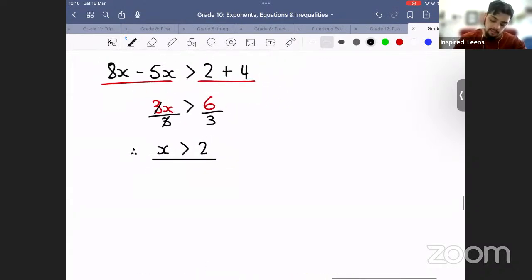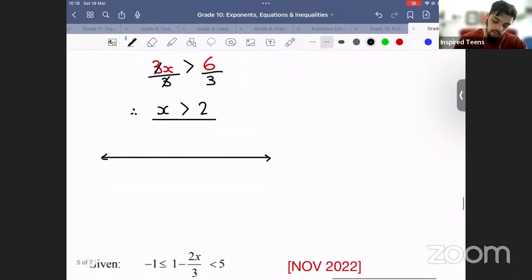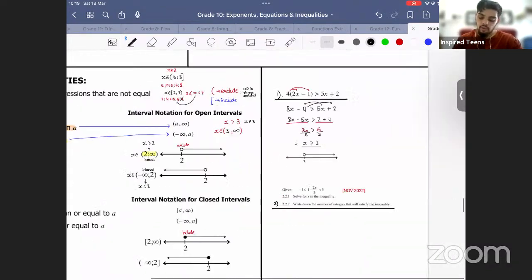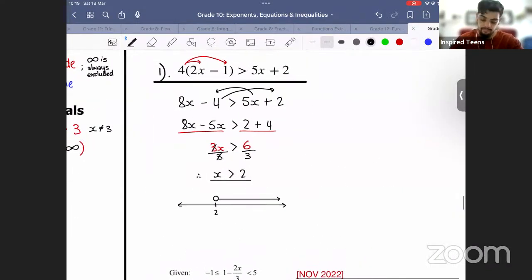Okay, if I have to express that on a number line, I will draw up my number line, whichever values I'm working with. 2 I draw in. If x is greater than 2, it's everything after 2 till positive infinity. Do we include or exclude? We exclude because the question excludes. So we draw an open circle to exclude and then a straight line to positive infinity. And that's how we'd express that x is greater than 2 on a number line.